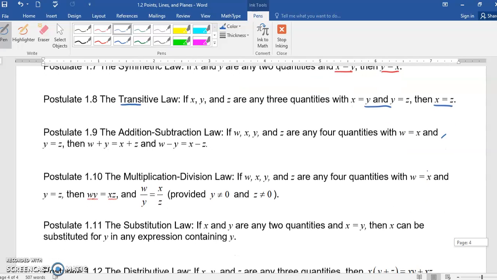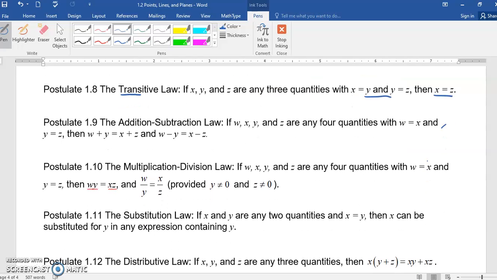Then they have all these laws in your textbook as well. The addition-subtraction law. So we know that w and x are the same. We know that y and z are the same. So we should be able to add: w plus y should equal x plus z. It's kind of like adding the same thing to both sides. When you were in an algebra class, when you're solving equations, you could add the same thing to both sides.